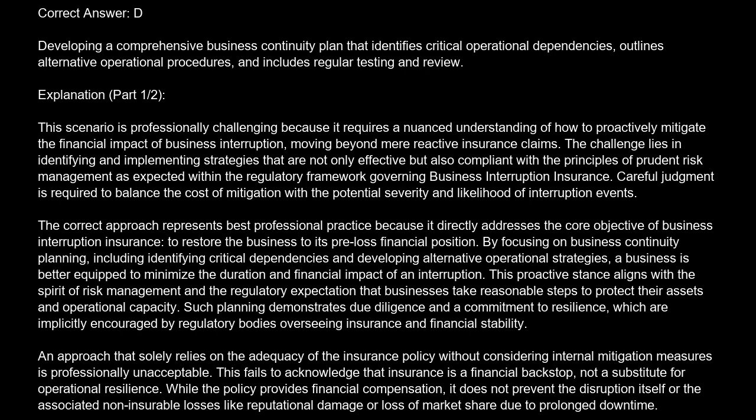The correct approach represents best professional practice because it directly addresses the core objective of business interruption insurance, to restore the business to its pre-loss financial position. By focusing on business continuity planning, including identifying critical dependencies and developing alternative operational strategies, a business is better equipped to minimize the duration and financial impact of an interruption.